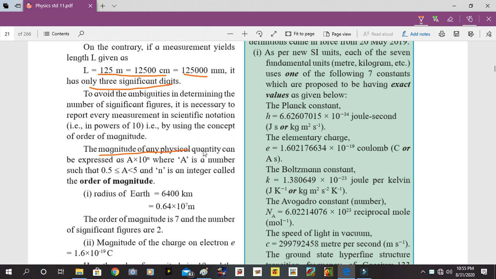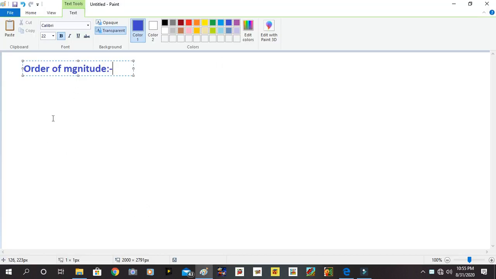The magnitude of any physical quantity can be expressed as A into 10 raised to n, where A is a number that lies from 0.5 to 5 and n is an integer called the order of magnitude. So here n will be considered as what? Order of magnitude.